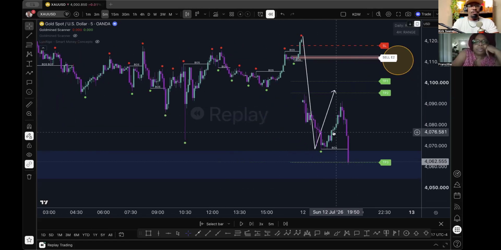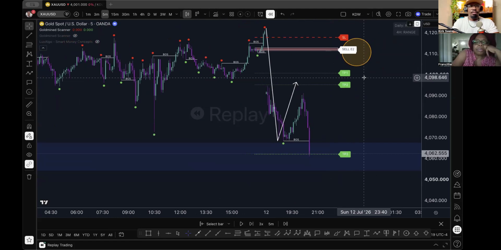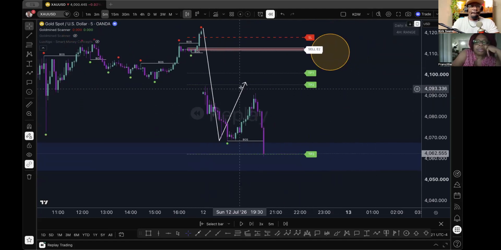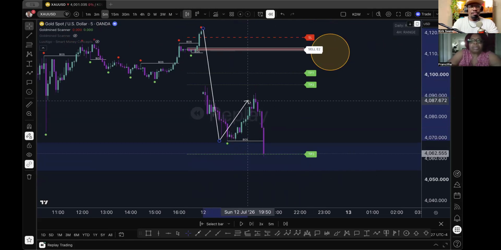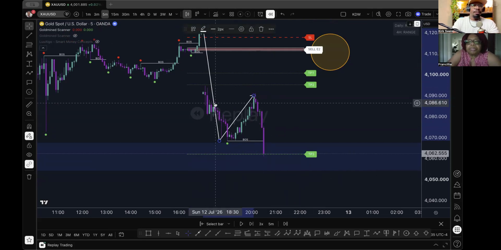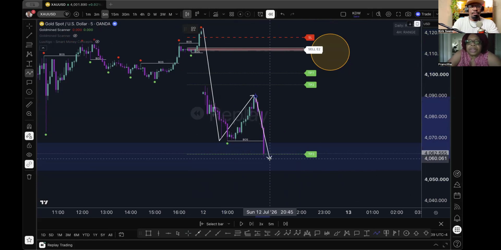All right. So here's the first thing. We saw price come down. It came to this point, and then it started to go back up. It didn't make it all the way up to where we were before, but it came up a bit. And then it continued to go down.